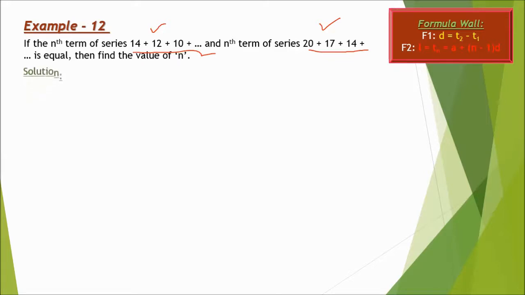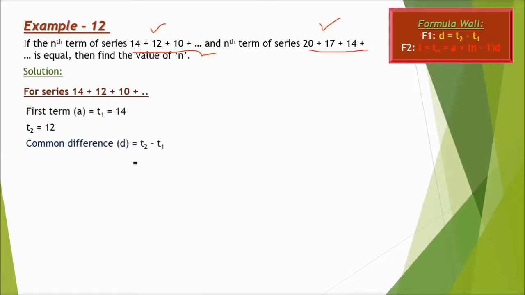Let's solve the series 14 plus 12 plus 10 and so on, an infinite series. We have the first term a equal to t1, which is 14, and t2, the second term, is 12. The common difference is t2 minus t1, that is 12 minus 14, which is minus 2.